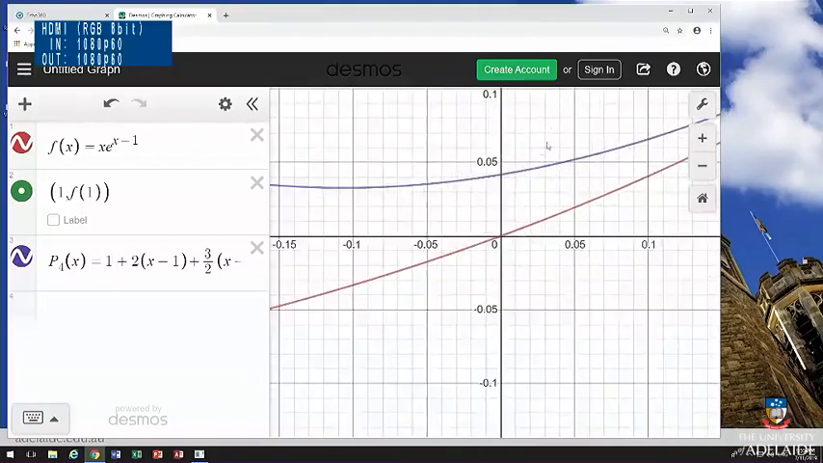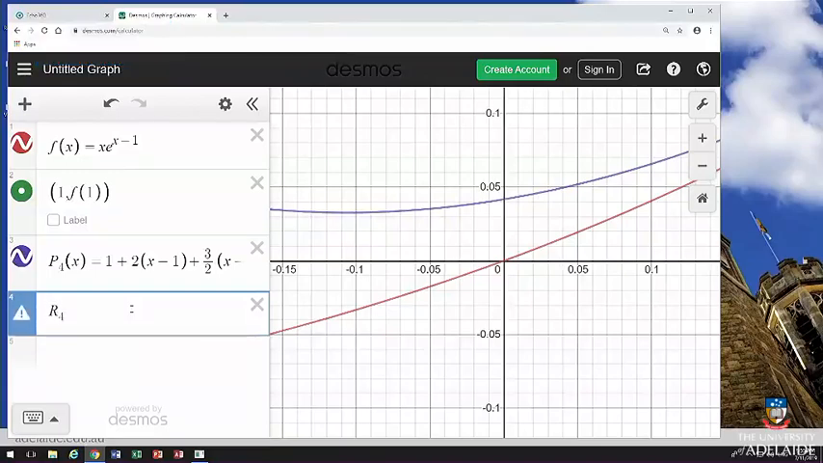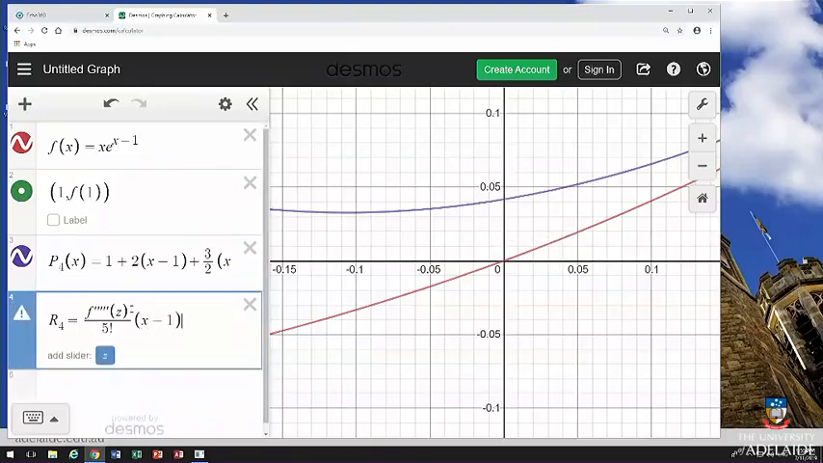And try and find what this remainder is using Taylor's theorem. So Taylor's theorem says that the remainder for the fourth Taylor polynomial should be, can I do the nth, the fourth? 1, 2, 3, 4, 5. The fifth derivative at some point z divided by 5 factorial times x minus 1 to the 5.